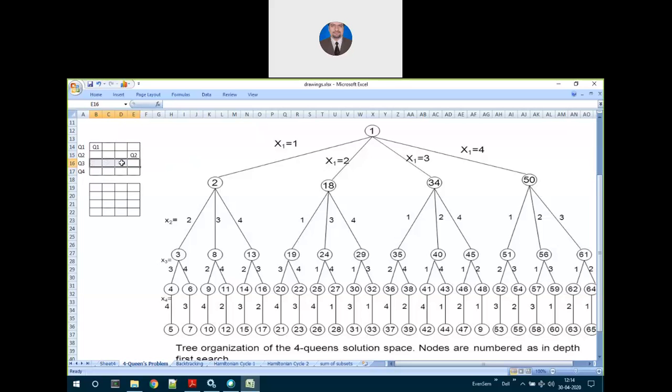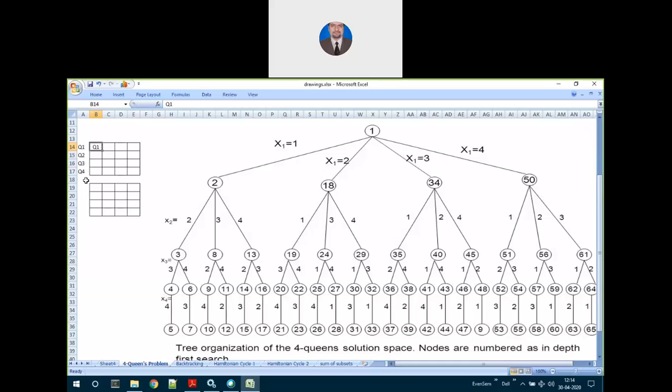So what should I do now? I should again go back to the previous queen. Previous queen is what? Q2. So in Q2 also what we did, we tried to place from all the possible positions, which did not give me a solution. Then again I should go back to the previous queen. Previous queen means Q1. So I will be coming back to Q1 over here.